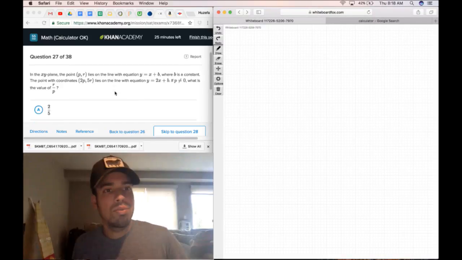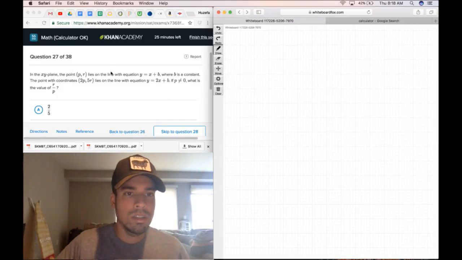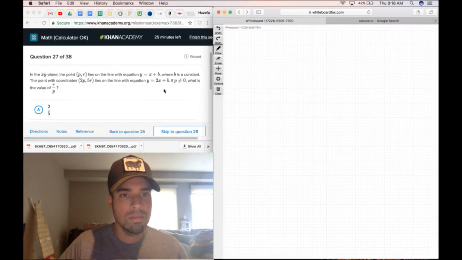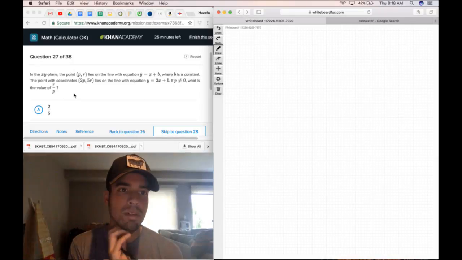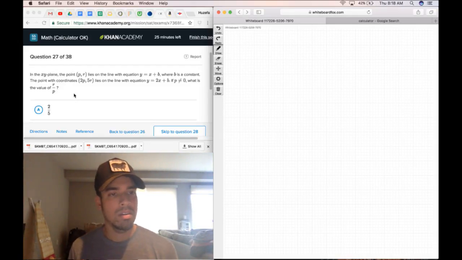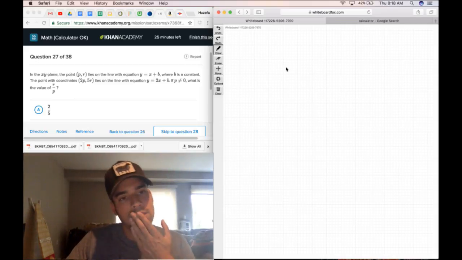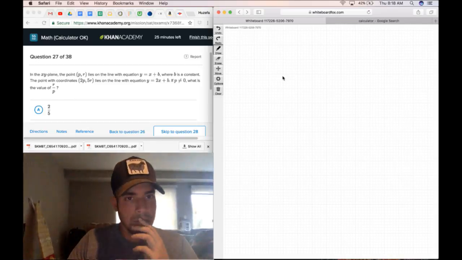In the xy plane, the point (p, r) lies on the line with the equation y = ... where b is a constant. The point with coordinates ... lies on the line with the equation ... What is the value of r over p? All right, let me think about this. The point (p, r) lies on the line, and then that one lies there. So let me see here. How do I set this up? Oh, b is the same.